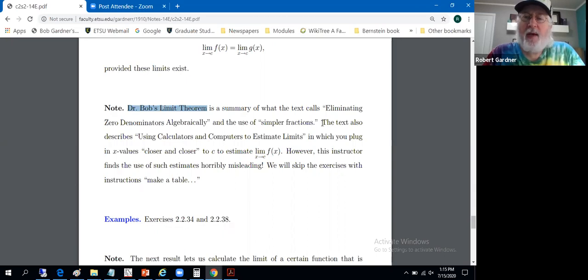Something else in the book that we're just not going to do. The text talks about using calculators and computers to estimate limits. What they do is they plug in x values closer and closer to c, and then they guess what the limit is of the outputs. That can be horribly misleading. Now, I have to go to some exotic lengths, but I'll do it to come up with a function that can mislead you. And we'll see an example of one in the next section or two. We'll just skip these exercises about making a table. It's just playing with a calculator and looking for a trend in the numbers. If there's a trend there, you'll probably see it. If there isn't a trend there, you might still see a trend, which is the problem with this stuff. We're going to do this cleanly and rigorously.